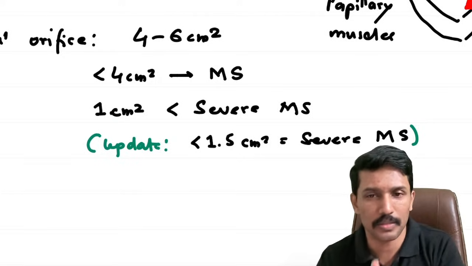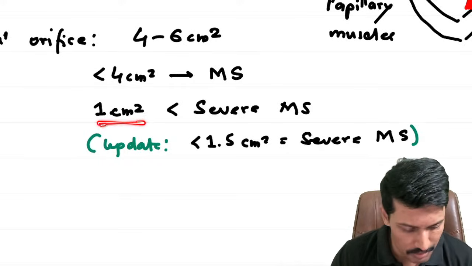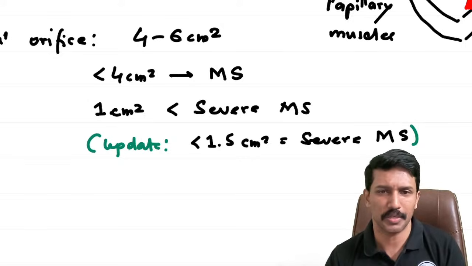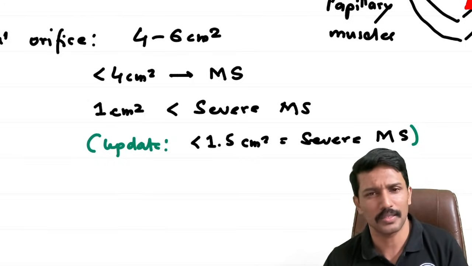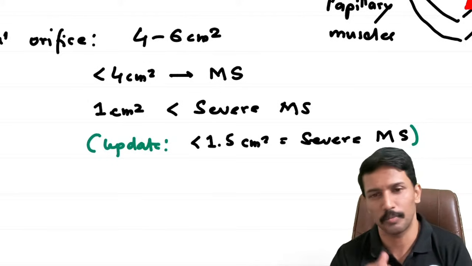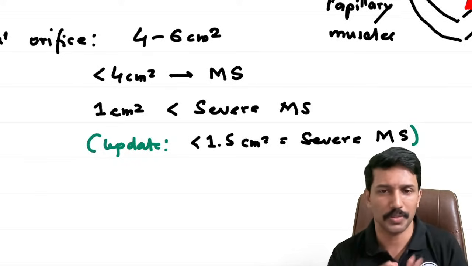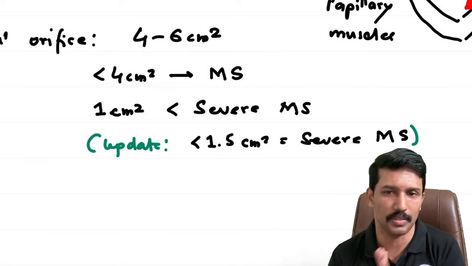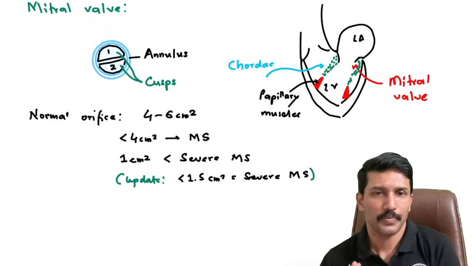So what your professor is going to think of as severe, I don't know. So you can go by the traditional answer, say sir, less than 1 centimeter square is considered severe. If he says, do you know about the latest update? Then you can say, sir, yes, current edition of Harrison says less than 1.5 centimeter square is considered severe. So that you can handle the situation diplomatically without offending your teachers at the bedside. Okay, so this is about the mitral valve.